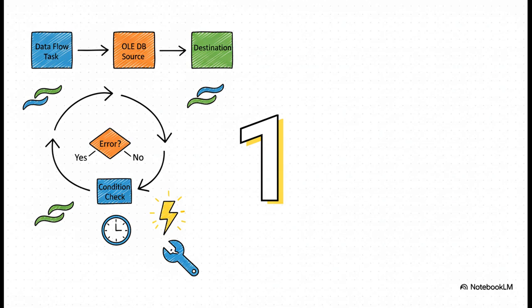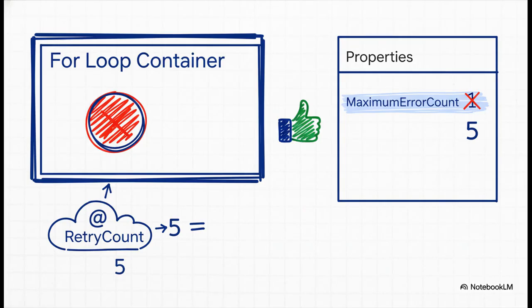This entire pattern hinges on changing one property on the for loop container itself. It's called MaximumErrorCount. By default, its value is set to 1. That means the loop is only allowed to see one error before it fails itself. To make this all work, you have to increase this value. A really good practice is to set it to be the same as your @retryCount variable.